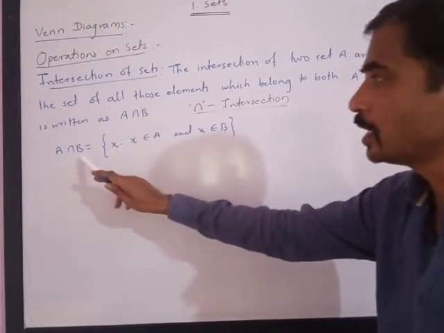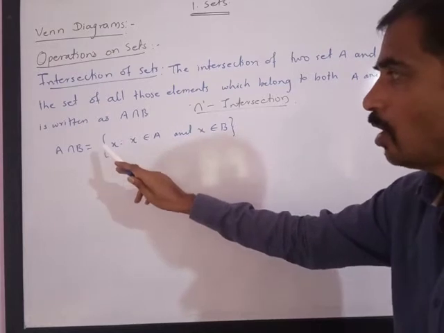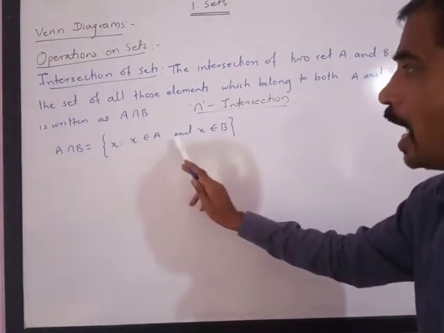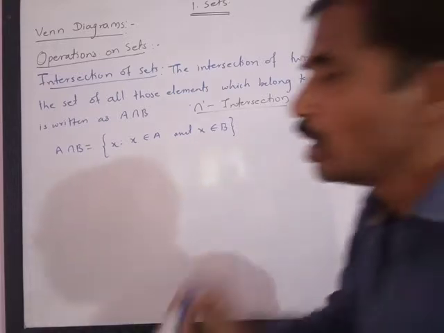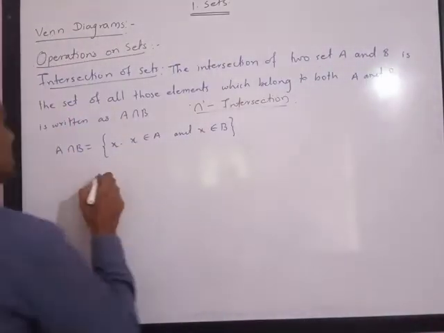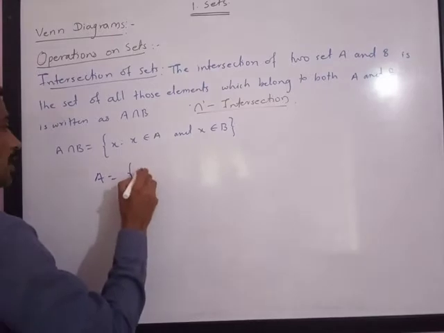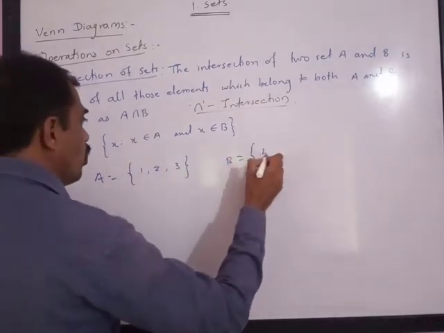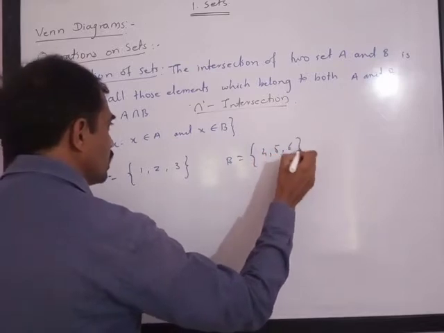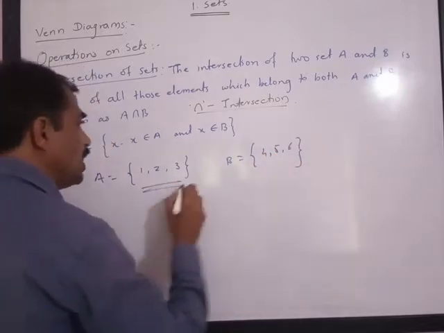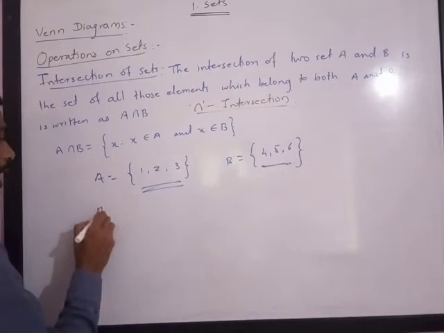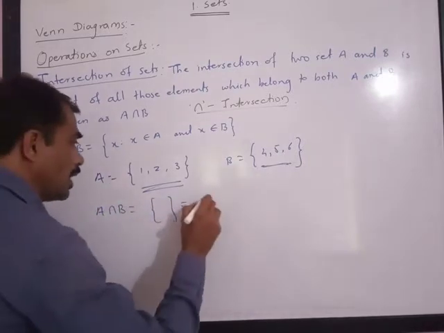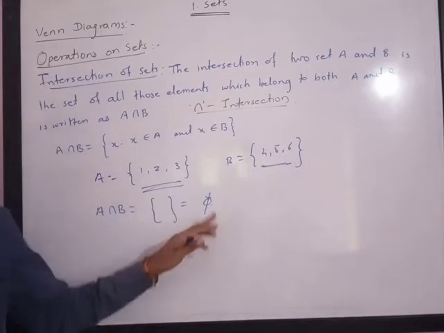So A ∩ B is a set of X such that X belongs to set A and X belongs to B also. For example, if A is a set of 1, 2, 3 and B is a set of 4, 5, 6, please note there is no common element in both of these. So A ∩ B is equal to the null set and can be indicated by the Greek letter phi.